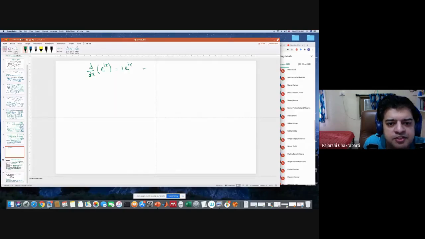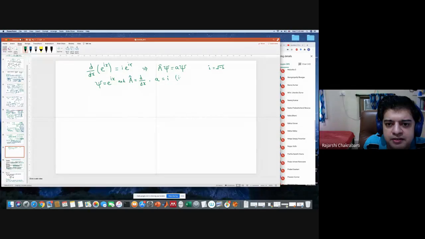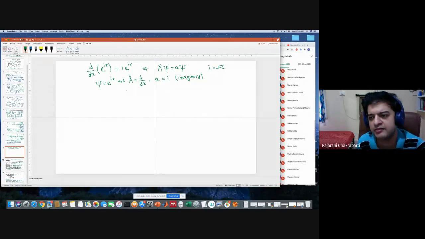Okay, but this has the same structure as an operator A operating on a function psi or phi, whatever you want to call it, giving you something like this. Here in this case your psi is exponential of ix, your operator is d/dx, and your small a is what? It is i. But what is i? i is imaginary, root of -1. So now you have an eigenvalue equation, but with an imaginary eigenvalue, isn't it?